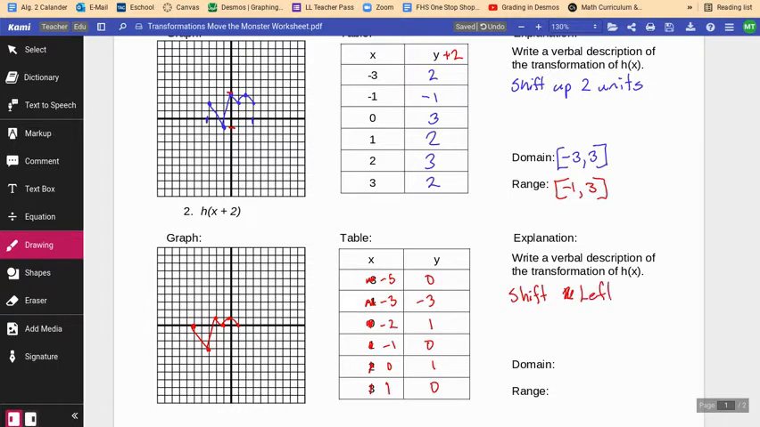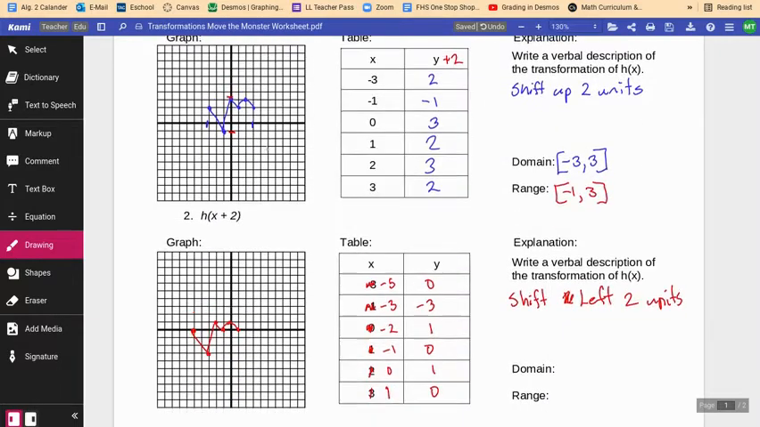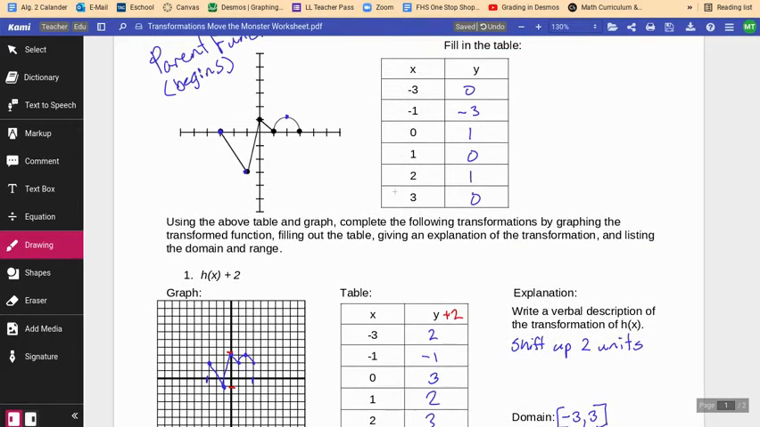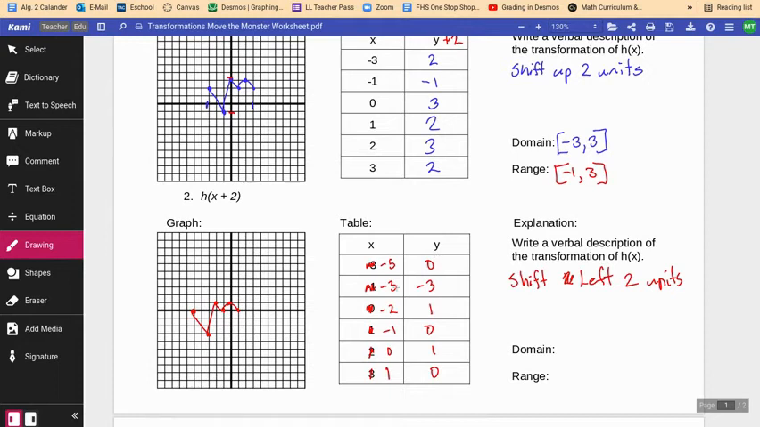Left 2 units. Okay, so shift left 2 units. All right, and again, that's from the original graph. So if we go back to the original, there it was. We moved left 2. And then if we look at our original table right here, we notice that the thing that changed was the X number. All the Y stayed the same.